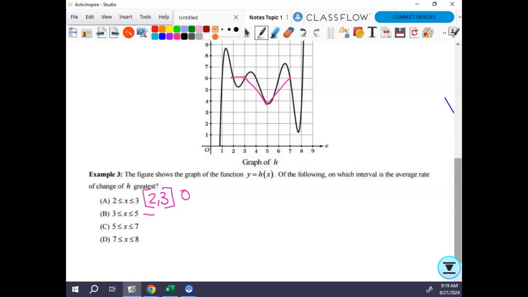Looks like that. And positive or negative? Positive. And then we go from 7 to 8, which is about right there. And that is what? Negative. Okay, so we want to know which one is the greatest. So what is our answer? C.